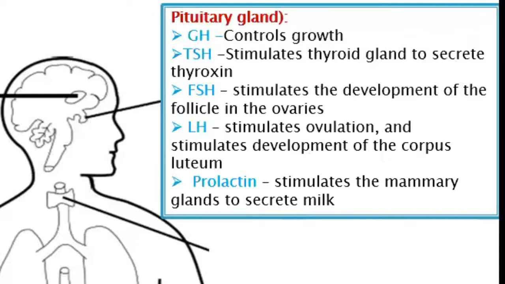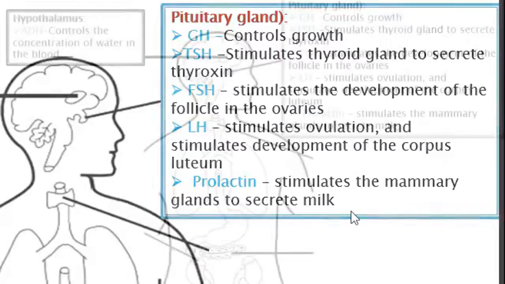Then another one, prolactin. You know that Lactogen from ShopRite, from Pick n Pay. Lactose is the sugar in milk. This prolactin is derived from the word lactogen. Whenever you talk about this, you are talking about milk. So it stimulates the mammary glands to secrete milk.